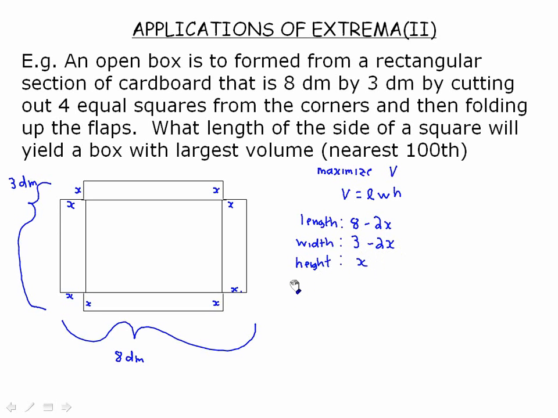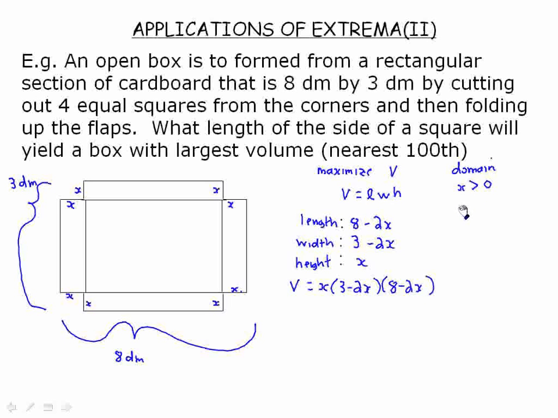So the volume is going to be the product of these three. I'll put the x in front: x times 3 minus 2x multiplied by 8 minus 2x. And as always, we want to be aware of the domain, if there are any restrictions. Now x has to be greater than 0. You have to cut something off, or else you do not have much of a shape, much of a rectangular prism, much of a box. You've just got a sheet of paper.